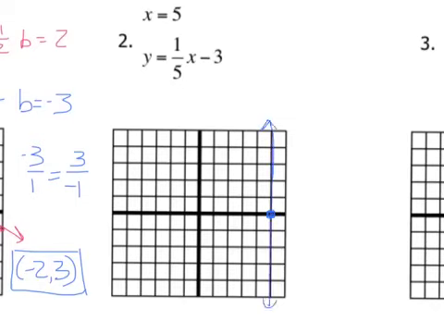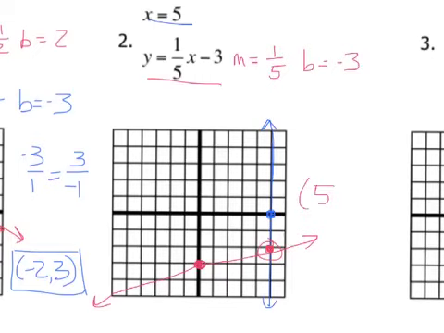X equals 5. Then my red line, I have an m of 1/5 and a b of -3. So down 1, 2, 3 on my y-axis. And a slope of 1/5 is up 1 over 1, 2, 3, 4, 5. And that's where they're going to cross right there. So this point right here is over 5, down 2. So 5, -2 would be my point of intersection. Any questions so far?